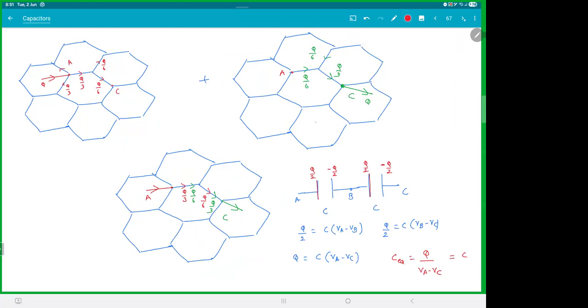Are you clear what we did? There are two capacitors in the middle. You cannot directly jump. So first the charge will become 1/3, then it will become 1/6. So the red will give Q by 3, Q by 6. Green will give Q by 3, Q by 6. When you add them, both the capacitors are Q by 2, Q by 2. So the potential difference would be, so that's your equation 1 and equation 2. This is 1 and this is 2. Add 1 plus 2. You'll get Q is equal to C into VA minus VC.